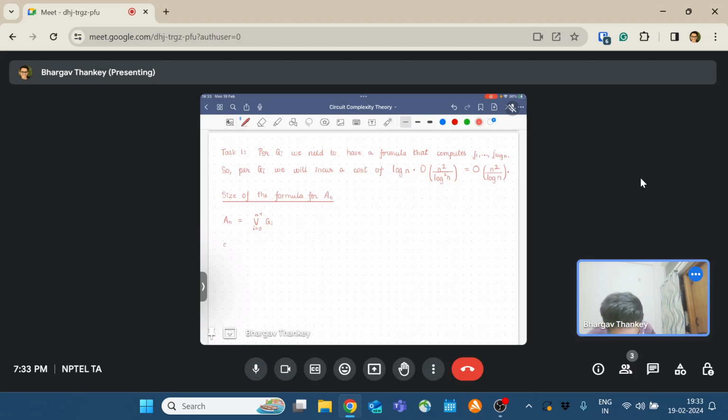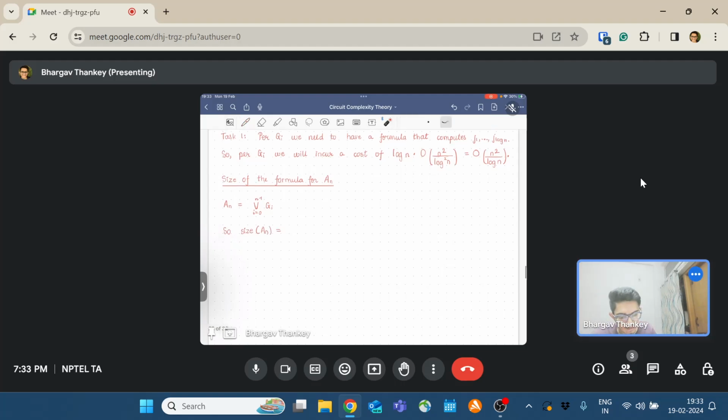Now there are two components to size: the size of every GI, and these OR gates. So how many OR gates are there? You need order n many OR gates. To compute this using just fan-in two OR gates, you need a tree of size n minus one and depth log n. So size of AN is equal to n times size of, let me do it like this.